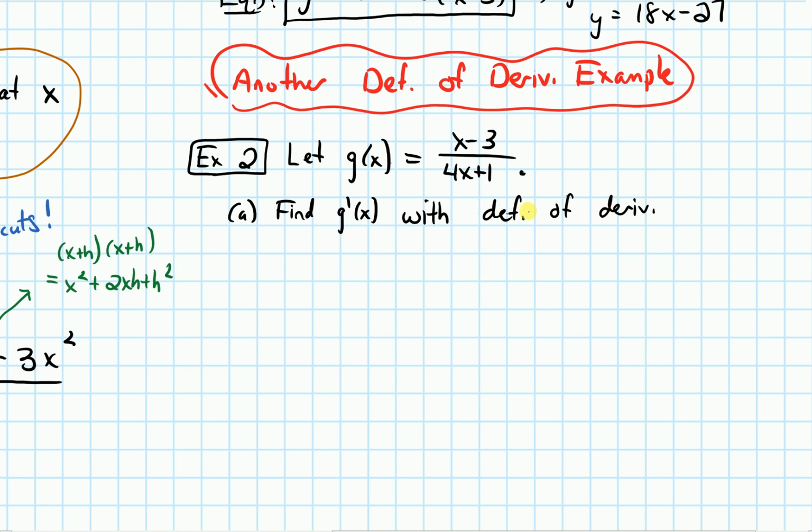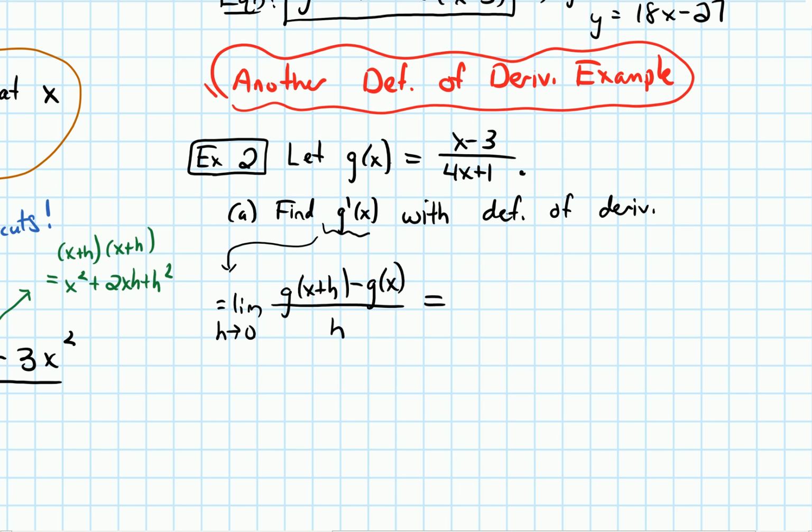So remember, that means no shortcuts. If you've seen derivatives before, we can't use derivative rules to do this. We've got to use the limit definition. All right, so we want g prime of x. So the limit definition says that this equals the limit as h approaches 0 of g of x plus h minus g of x over h.